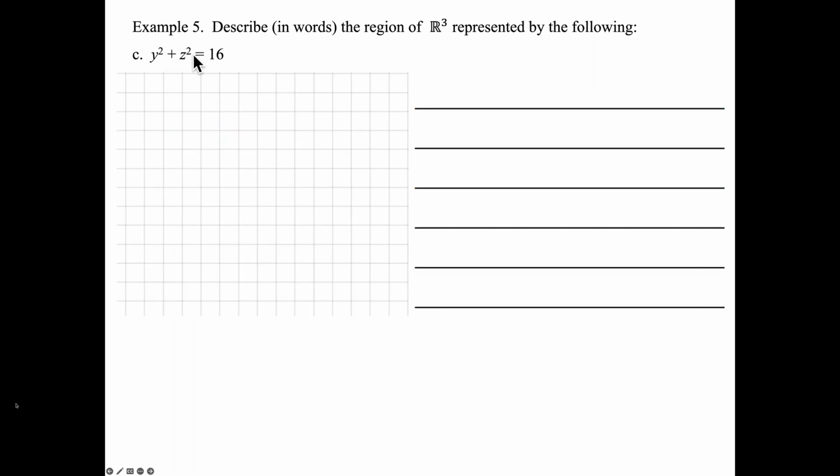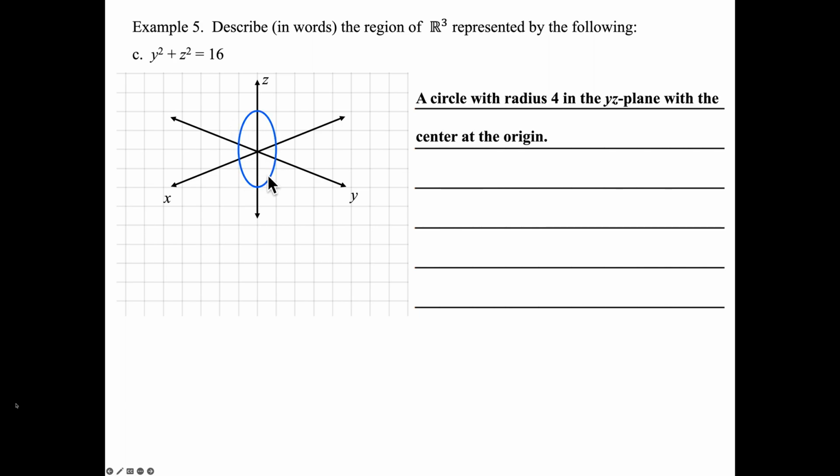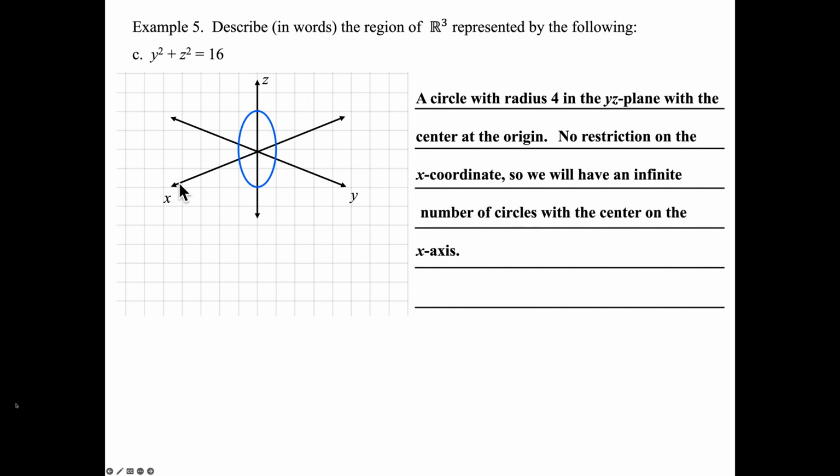Next, we have y squared plus z squared equals 16. Kind of reminds me of the equation of a circle. So we are going to have a circle centered at the origin, making a circle in the yz plane with a radius of 4. Square root of 16 is 4. But because there's no x here, now this circle is going to continue in both a positive and negative direction. You're going to have an infinite number of circles going along the positive axis, going along the negative axis. So here's my picture. It's this huge cylindrical tube.